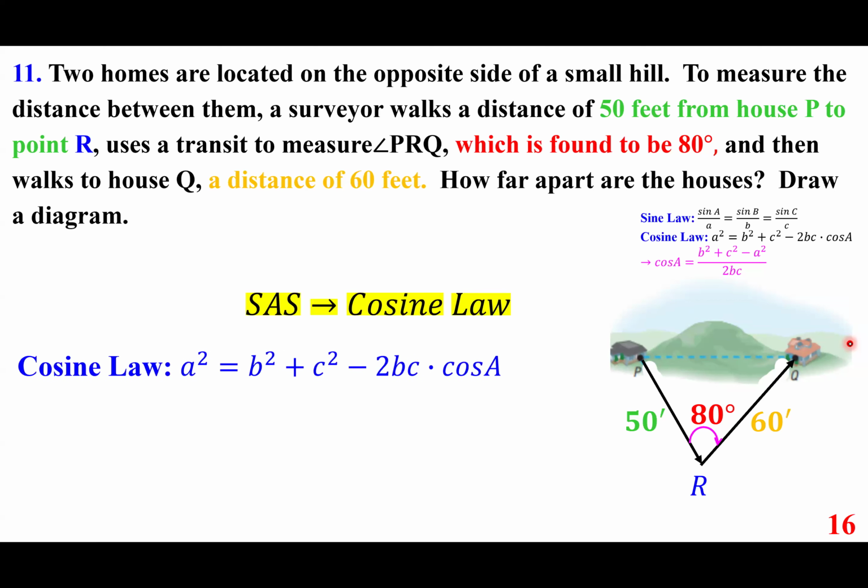So we can use the cosine law because two sides and the included angle are given. A squared equals B squared plus C squared minus 2BC cosine A.